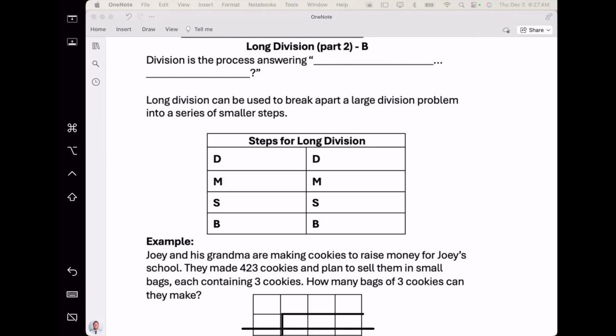Welcome students. In today's video, we're going to continue to explore long division. Specifically, we're going to do the steps for long division, and we're going to focus on where to put the digits of our quotient as we're performing each step.